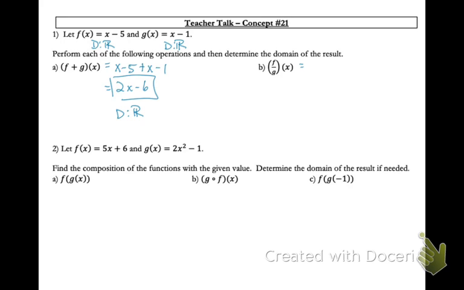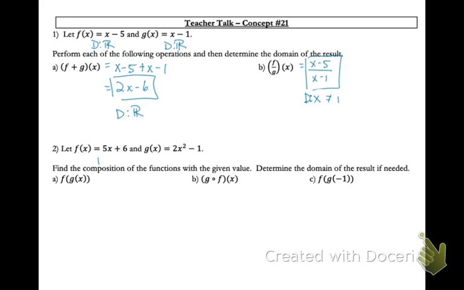Now we're going to divide these functions. So you simply take f of x and put it over g of x. There's no simplifying to do, but we do have a domain restriction. Because in the denominator we have the expression x minus 1, we do not want x to equal 1 because that would give us a 0 in the denominator. So we'll say our domain is x cannot equal 1.